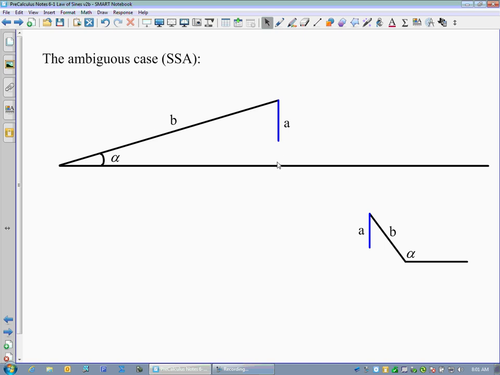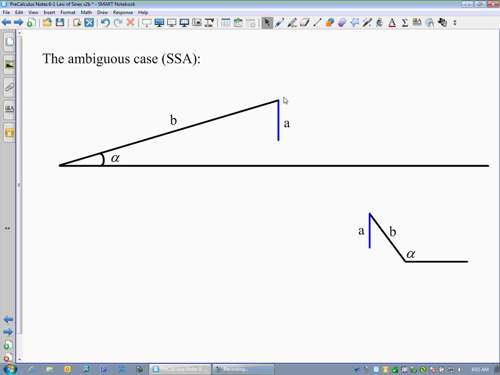I don't know what the length of this side is, and I don't know what this angle is. So even though I know this side, I don't quite know what angle it's at. And it's possible to not even have a triangle at all. So it's possible to have no solution.